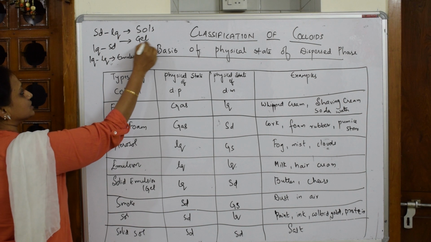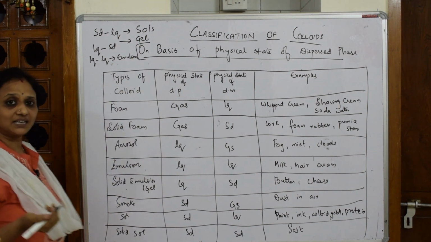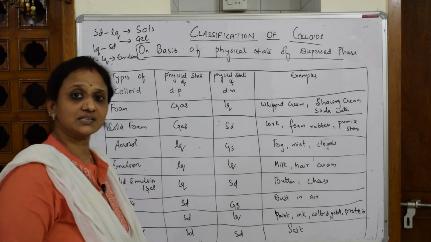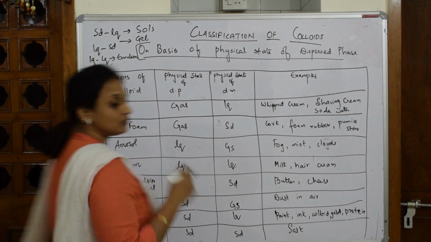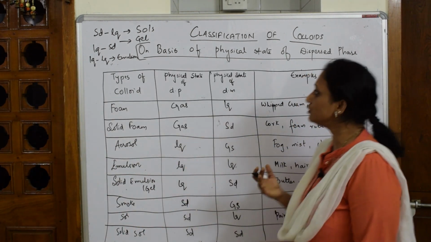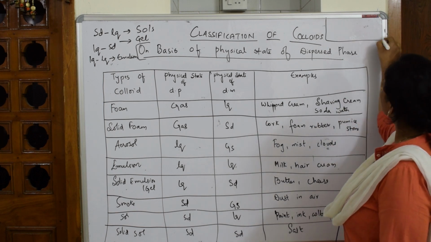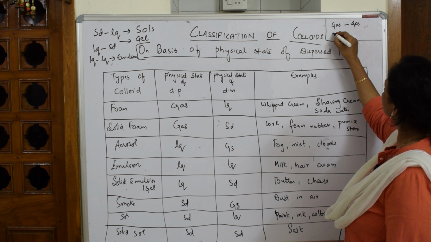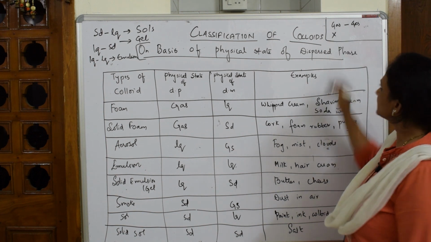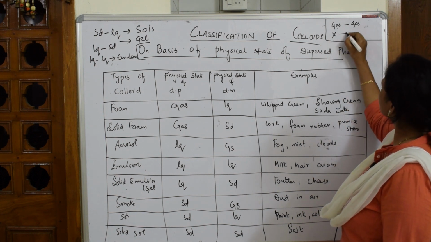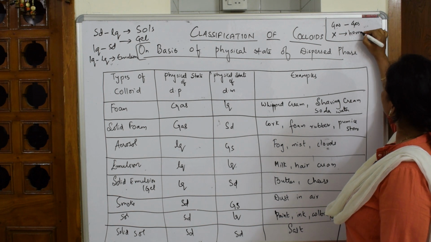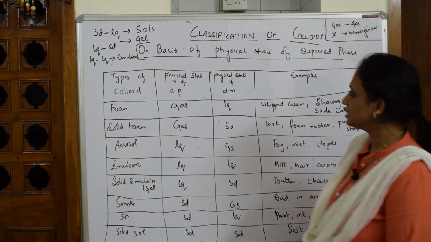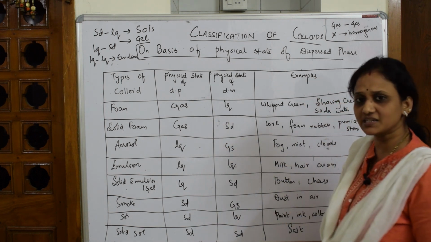These are the different combinations. Now you don't have gas and gas. See here, do you have gas and gas anywhere? Never will you have gas and gas. Why? Because when gas combines with gas, it becomes a homogeneous system. So the gas and gas combination does not exist. When this combines with this, it becomes homogeneous and you can't differentiate them. That's why it doesn't exist. So the combinations are these.